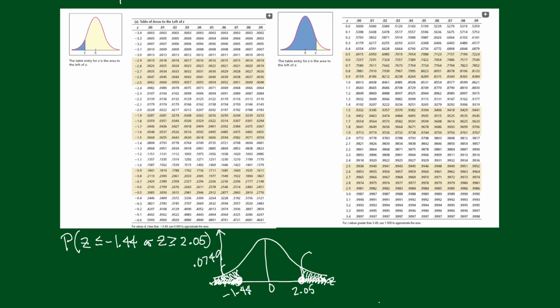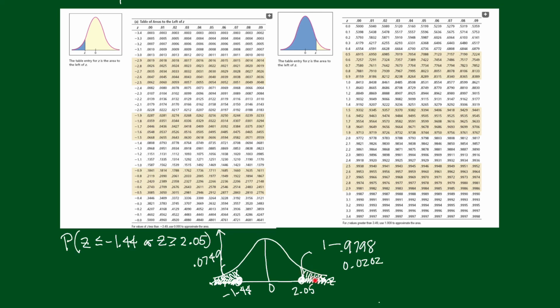So this area right here is going to be 1 minus, now, look up 2.05. 2.0 over to the 5 column. 0, 1, 2, 3, 4, 5. 9798. That turns out to be 0.0202. All right, so now we've got that area.